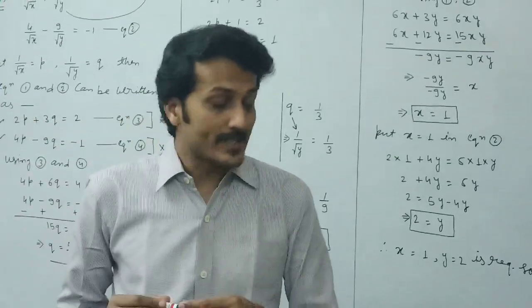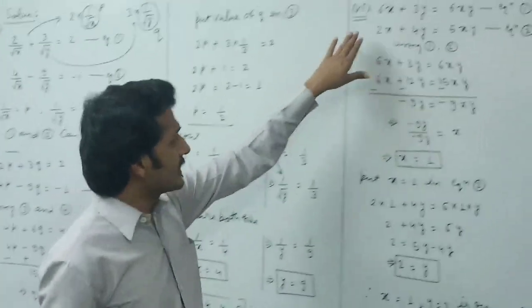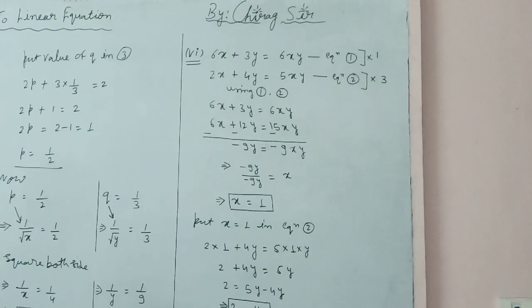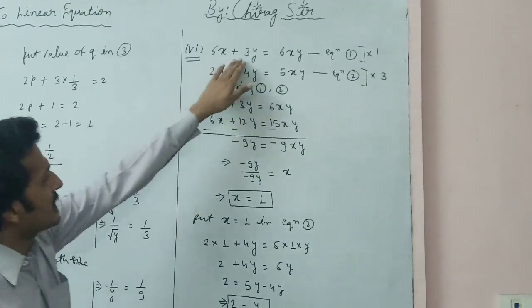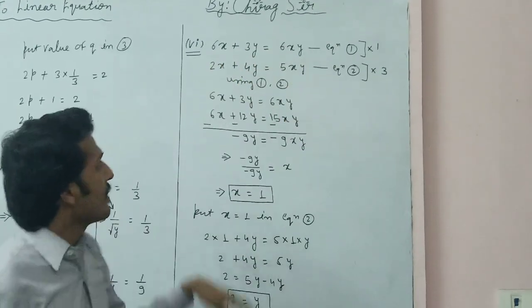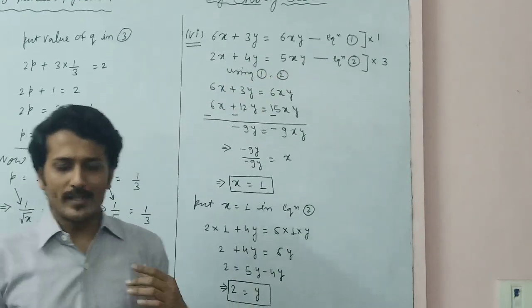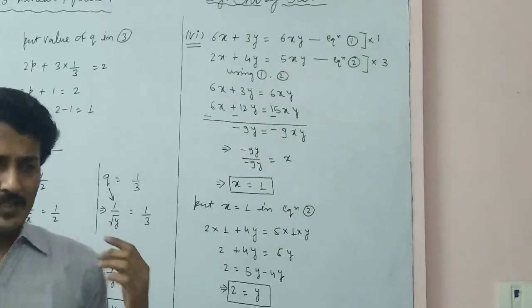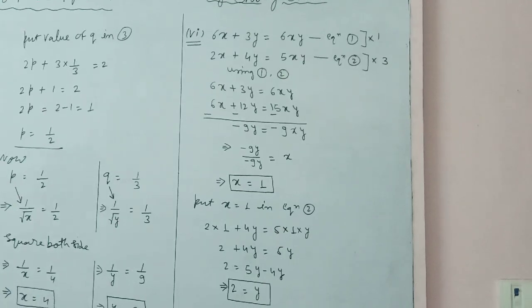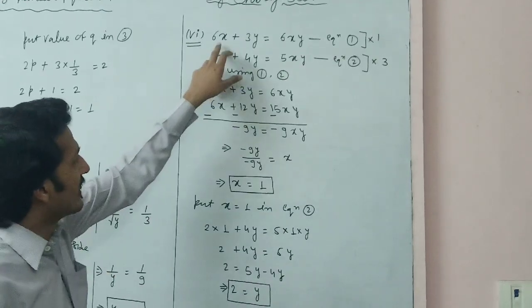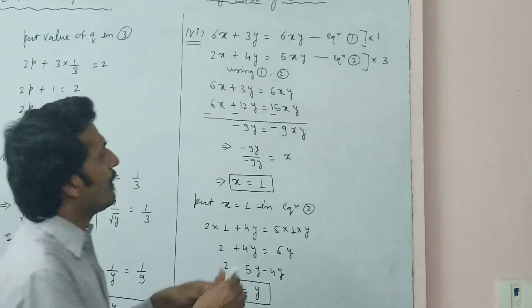Let's take one more example, the sixth part of the first question. The equations are 6x plus 3y equals 6xy and 2x plus 4y equals 5xy. Now we can see that this is not a linear equation. How did we come to know this is not a linear equation? Here the degree is 1, here the degree is 1.